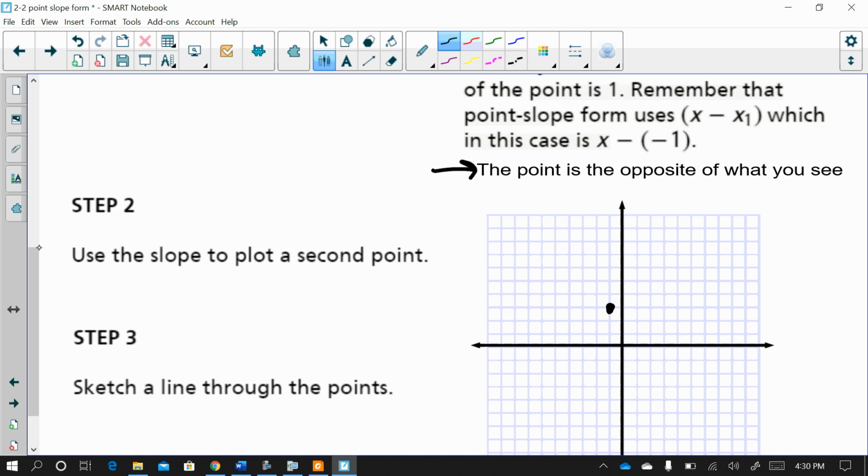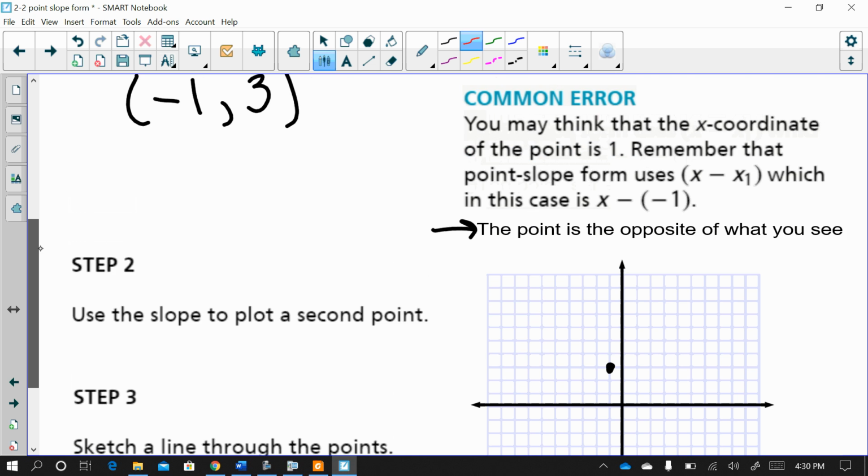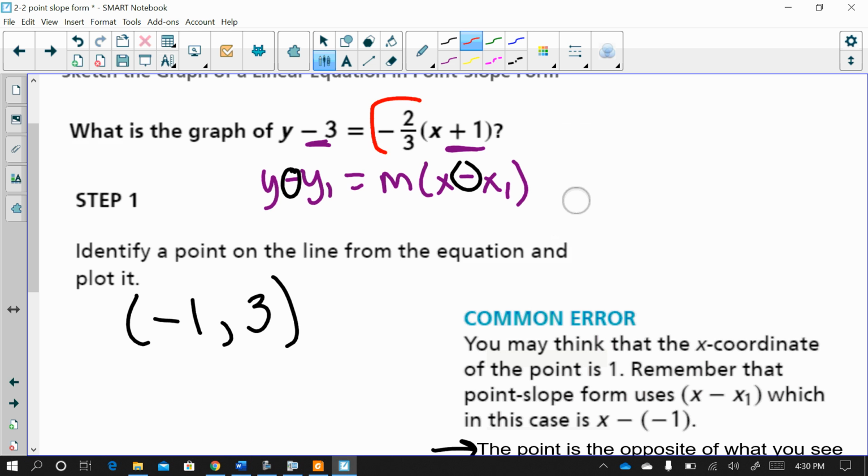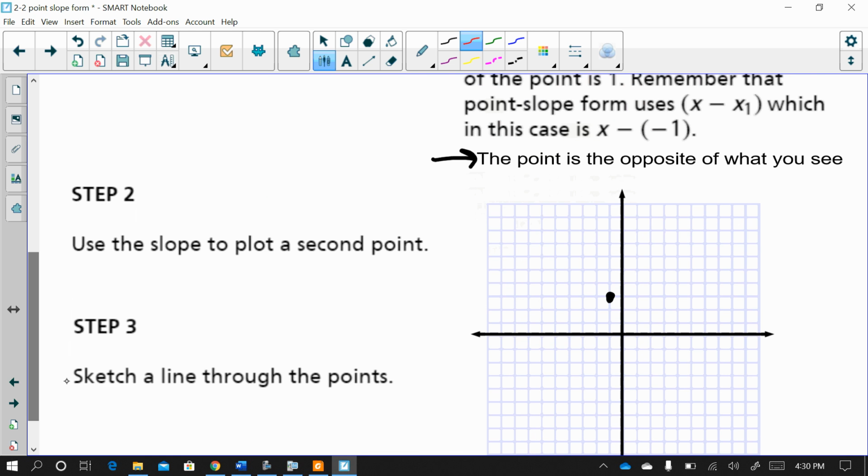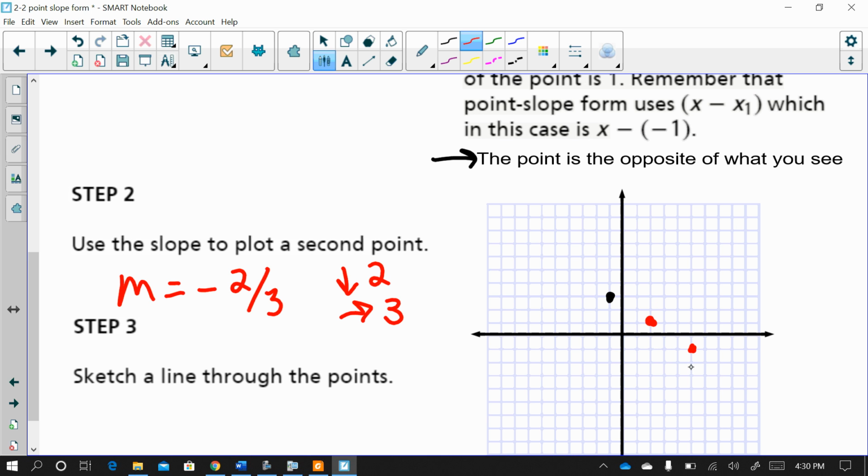The next thing we're going to do is use our slope to find a second point. So what is my slope again? Slope's just this number right here. So m equals negative 2/3. What does that tell me to do? It tells me to go down 2, right 3. So I'm going to go down 2, right 3. Or if I don't want to go down and right anymore, I can go up 2, left 3. Up 2, left 3.